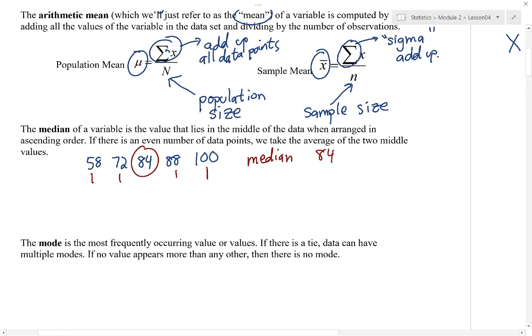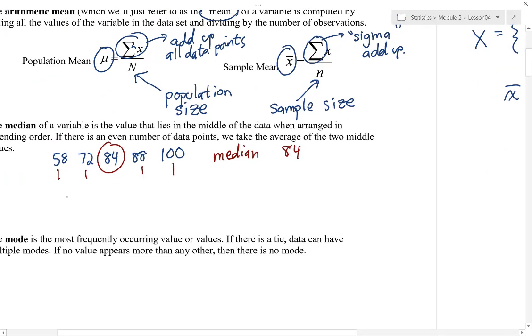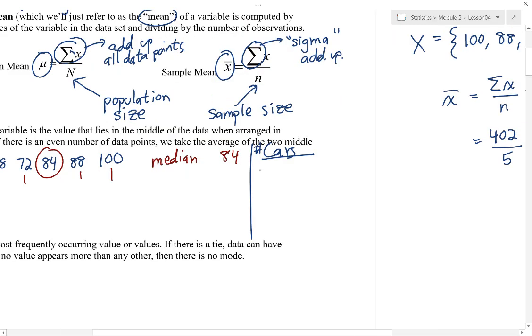Let's take maybe the cars data. So let's say you have a sample of 8 households, and they have 0, 1, 2, 2, 2, 3. Okay, now there is no middle. If we count up from the edges, we get 2 numbers. So this is probably not a good example, but basically we're going to take the average of the 2 middle points, an average of 2 and 2, which is just 2.